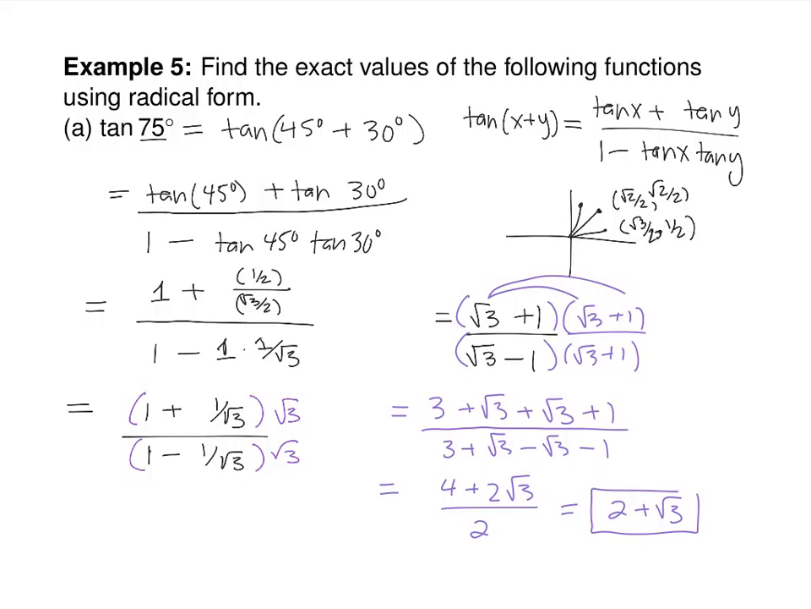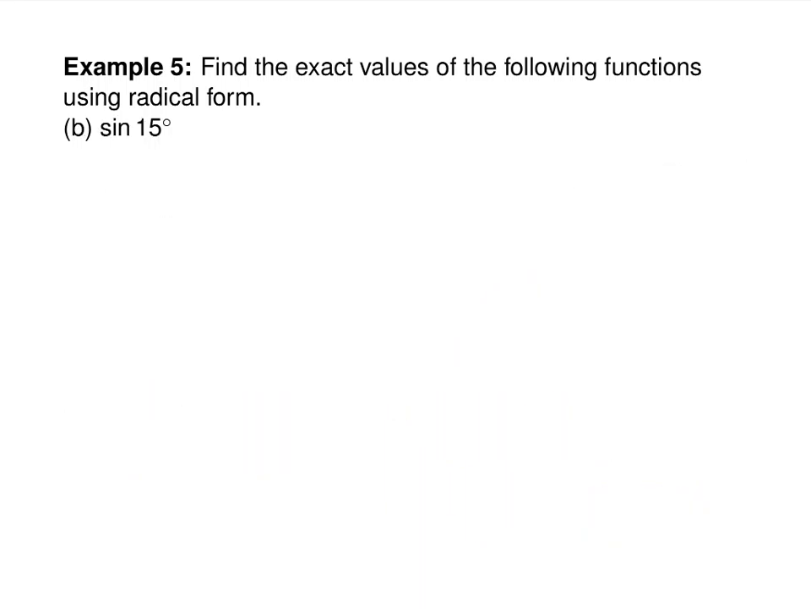Okay, and that one involved a sum. 15, you can't write as a sum of two obvious angles. Does that make sense? So probably going to use a difference. The kicker here is you'll use the fact that this is sine of 45 degrees minus 30 degrees. It's actually not the only combination you could use, but it works.